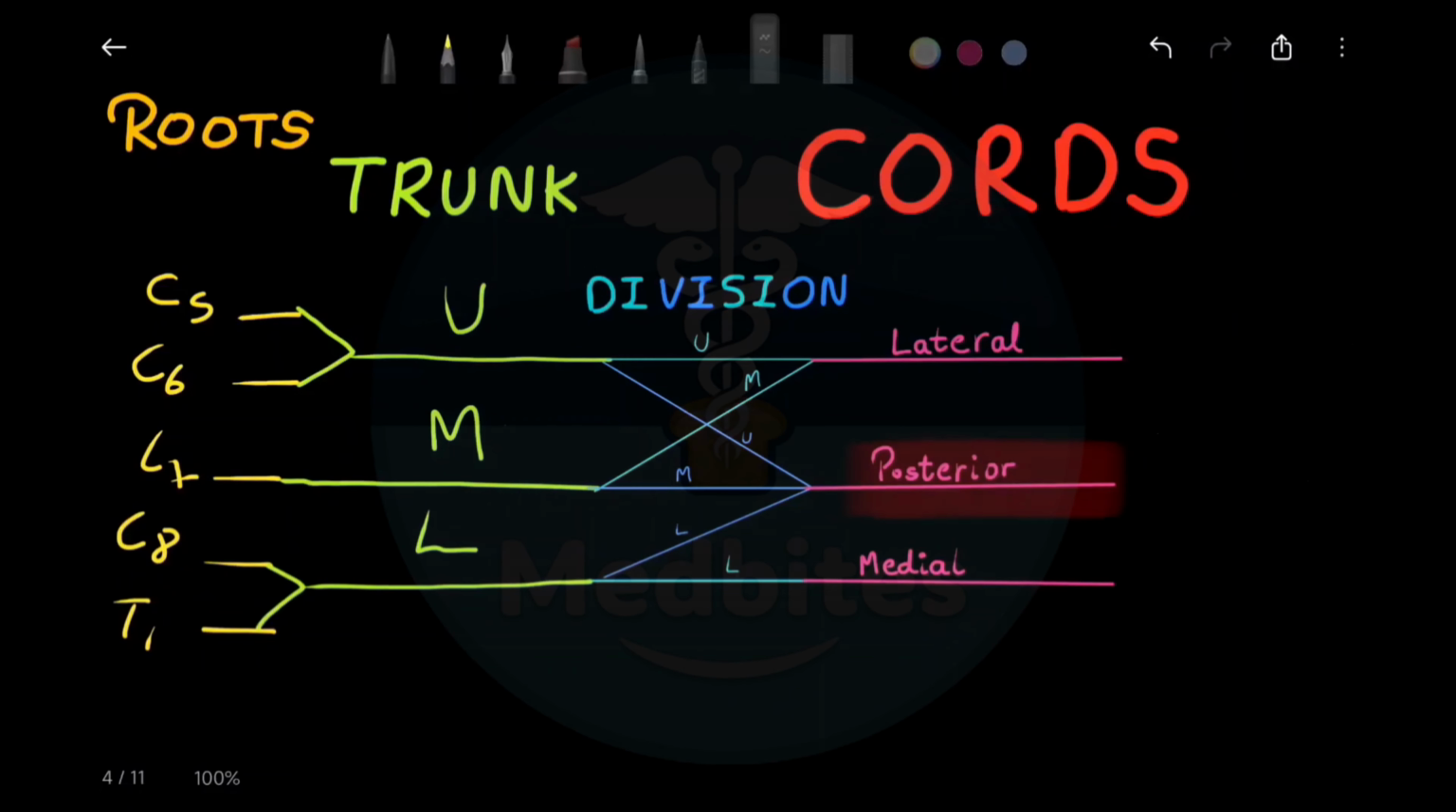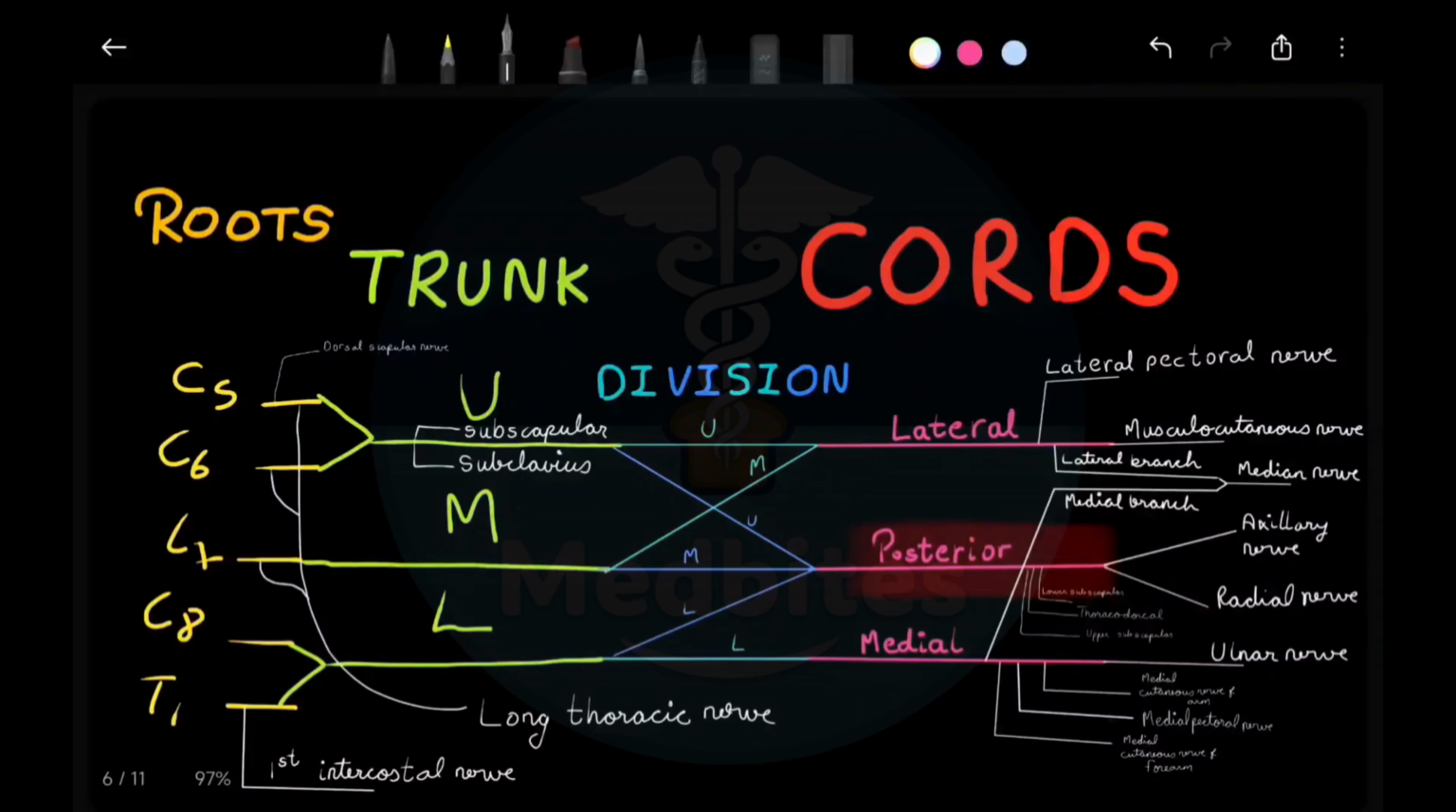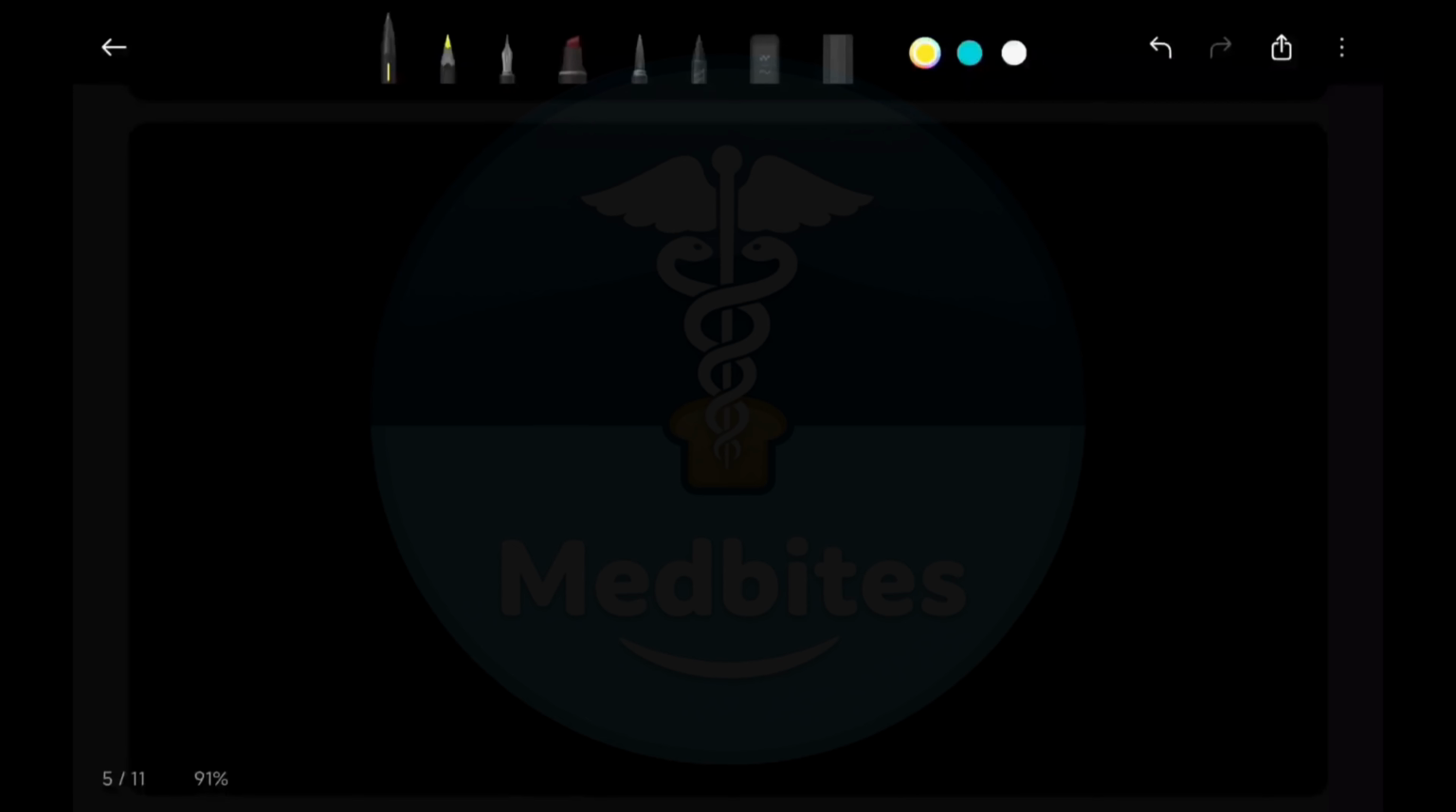This looks easy, doesn't it? That was just the basics. You have to reach here. Don't be scared, it's easy. For us to reach the final diagram, we first have to know the branches. Let's start with the branches that arise from the roots.